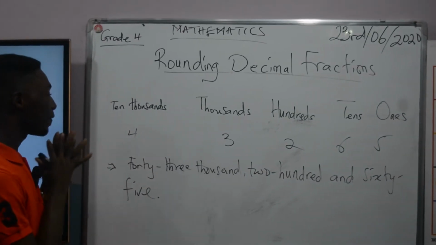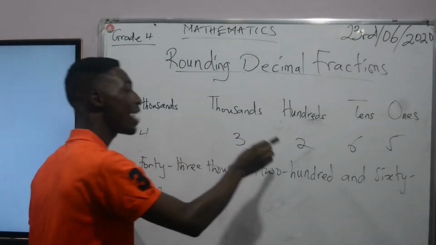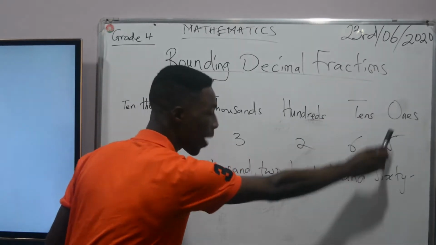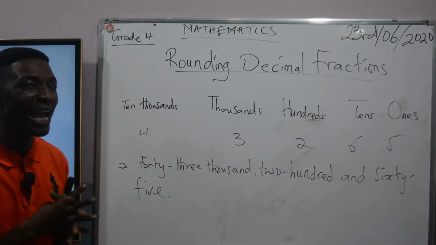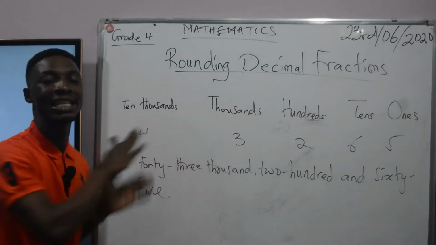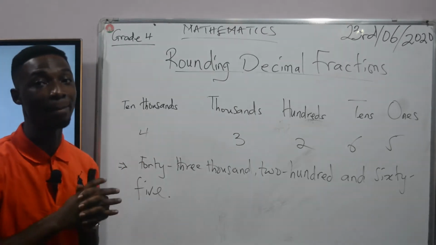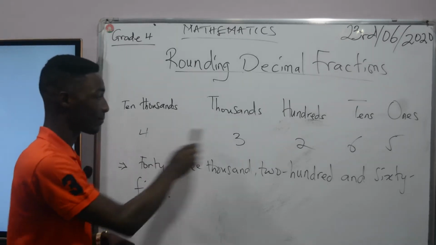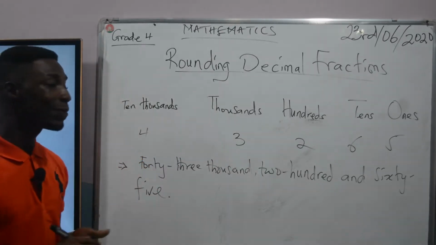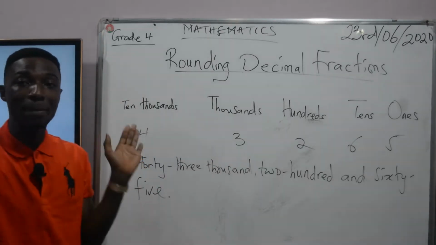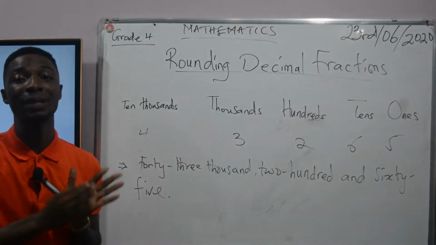If you look at the board, I have 10,000, thousands, hundreds, tens, and ones. And I have placed some numbers over there. You can see under each place value. These headings I have here are called place values. And under each place value, there is a number. And we learned that we are going to mention these digits put together as one number according to their place values.